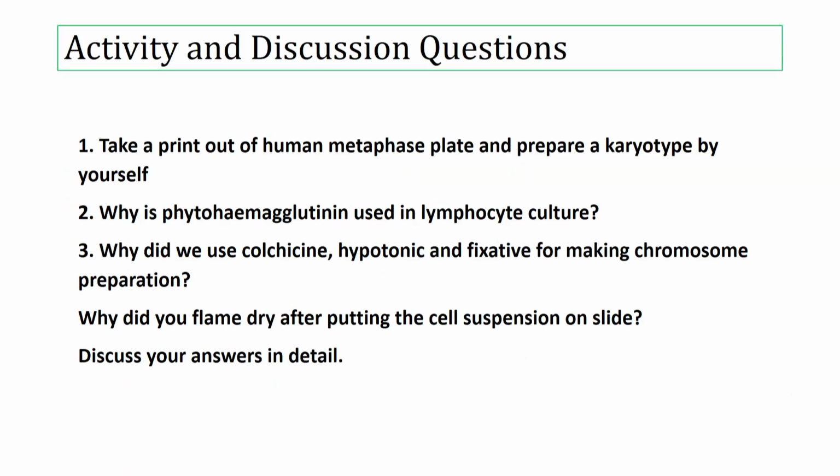Okay. So with this we come to the discussion. I will suggest that you take a printout of a human metaphase plate and prepare a karyotype by yourself. Why is phytohemagglutinin used in lymphocyte culture? I did talk about it, but you should once again have a discussion. Why did we use colchicine, hypotonic and fixative for making chromosome preparations? And why did you flame dry after putting the cell suspension on the slide? I briefly described all this, but you can revisit and understand this once again.